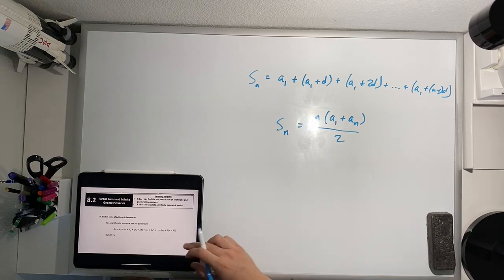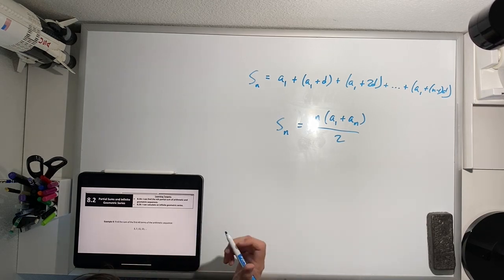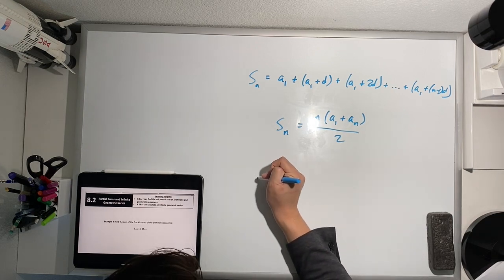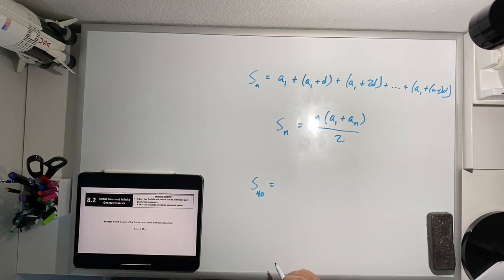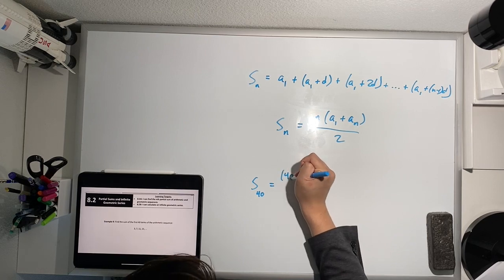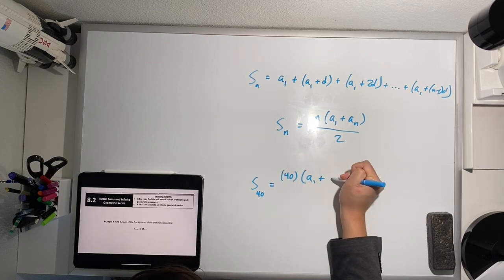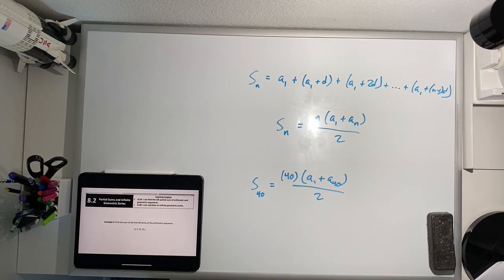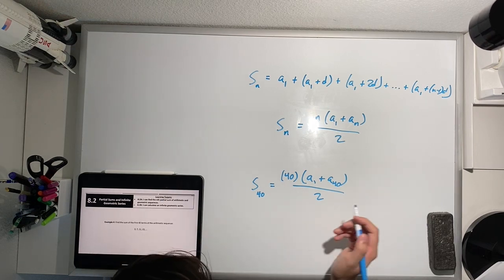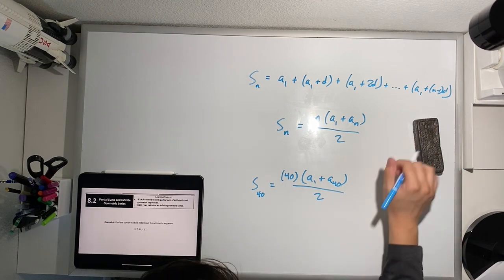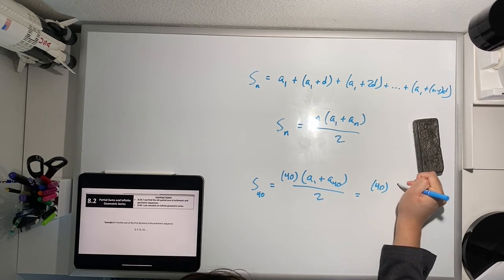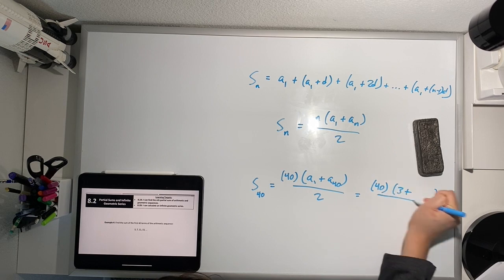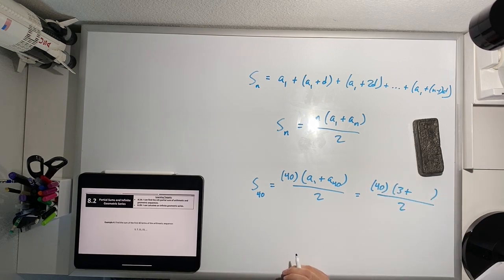So using this formula allows us to answer a question like, find the sum of the first 40 terms of the arithmetic sequence. The first 40 terms means we're looking for the 40th partial sum. That means n is 40. So what do we need here for this formula? Well, we know the first term is 3, so a1 equals 3. So this is 40 times 3 plus, we need the 40th term.